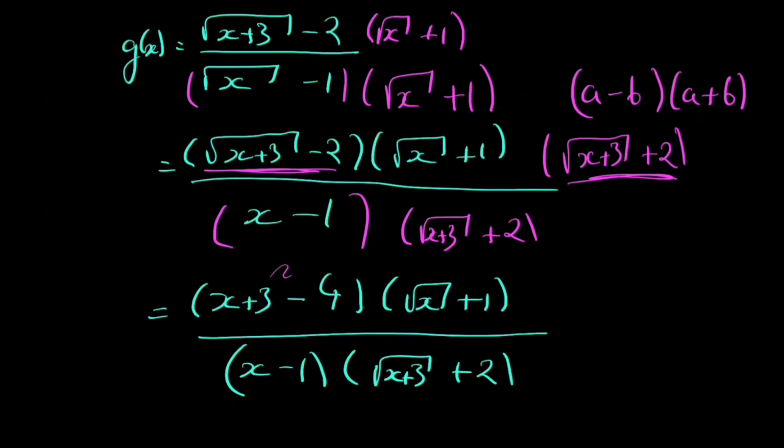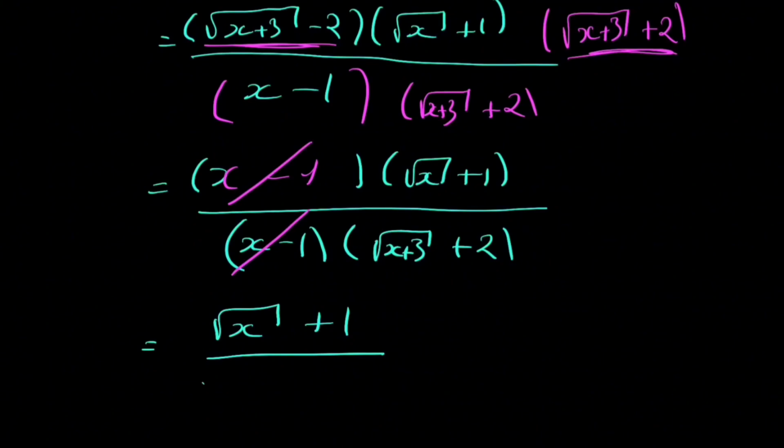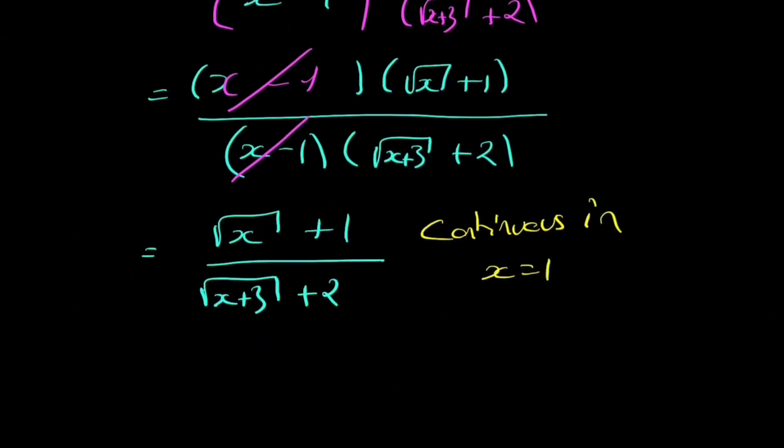So let's simplify this. x plus 3 minus 4 is equal to x minus 1. We can simplify at the top and at the bottom. And we've got square root of x plus 1 over square root of x plus 3 plus 2. And this is continuous in x equal to 1.